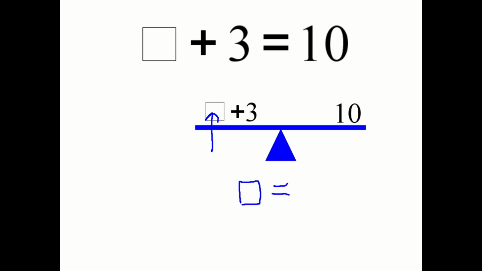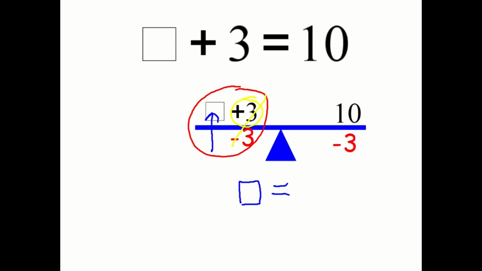So on the left-hand side of the scale, what's getting in the way of that box being on its own? Well, hopefully you can see that what's getting in the way of it is this plus 3. So how can we get rid of that? Well, we can get rid of it by doing the opposite, by taking away the 3. But if I do that to that side, in order to keep my scales balanced, I must do the same to the other side as well.